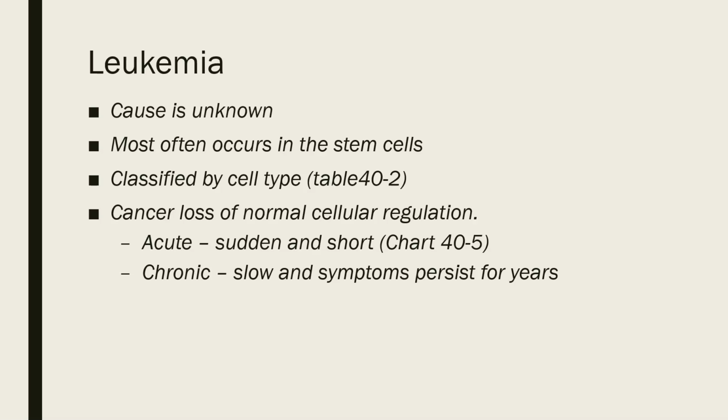I will not test you on the classifications by cell type of the leukemias in table 40-2. Again, I promise you, beyond a shadow of a doubt, I will not put a test question on that. I do just want you to take a quick look at it and see where the different leukemia classes are. I will, though, on the other hand, test you on chart 40-5, looking at key features of acute leukemia.